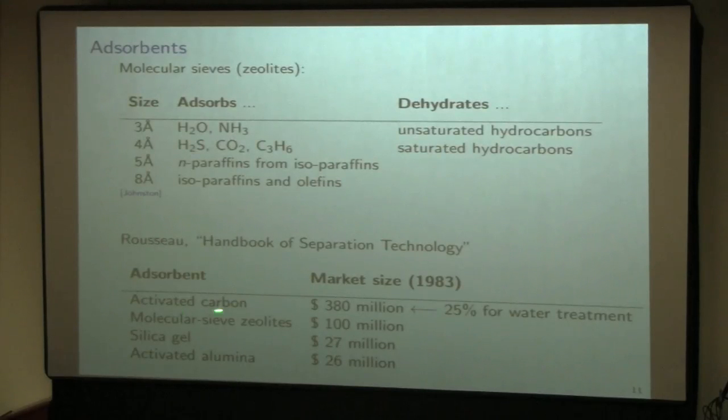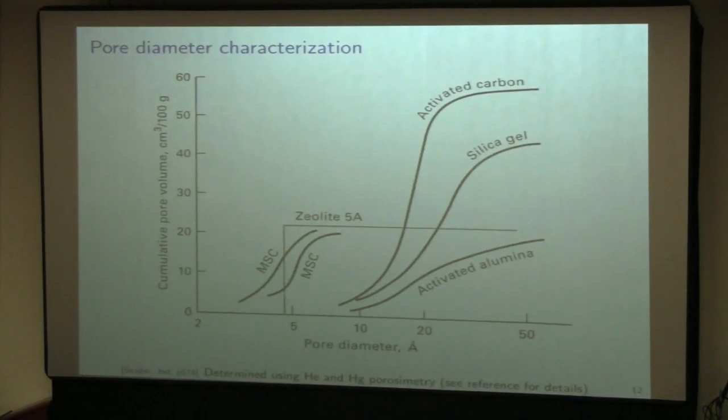But the interesting one is activated carbon, by far the dominant adsorbent, and the major use of it is for water treatment. Municipal water treatment, for example, is a major source of activated carbon use. It's also exactly what's inside those water filters that you would use at home. One way that we look at these adsorbents to characterize them is by their pore diameters. We spoke about that a bit last class. That's the key characterizing parameter.